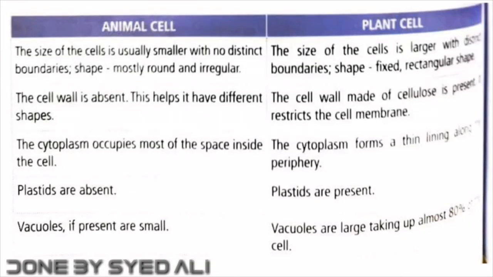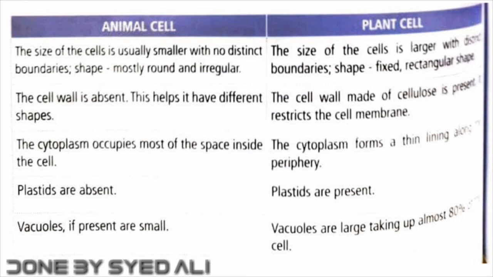Next, comparison between plant and animal cells. First, animal cell. The size of the cells is usually smaller with no distinct boundaries, shape mostly round and irregular. Second point, the cell wall is absent. This helps it have different shapes. Third point, the cytoplasm occupies most of the space inside the cell. Fourth point, plastids are absent. Fifth point, vacuoles, if present, are small.